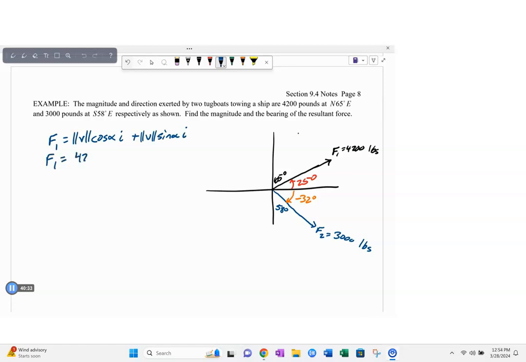It has a magnitude of 4,200 pounds. The angle is 25 degrees. Oops, that's a j. 4,200 times cosine 25 degrees. Make sure you're in degrees. That'll give you 3806.49. 4,200 times sine 25, I get 1774.99. Okay, there's vector one. Now let's do the second one.